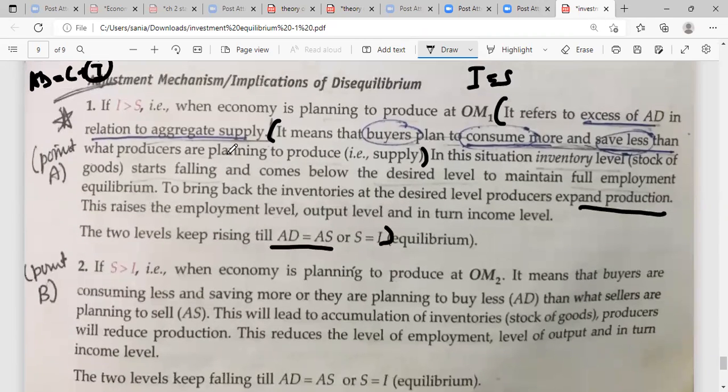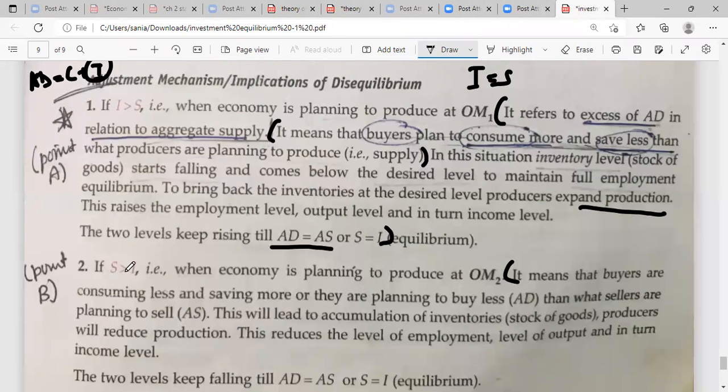Yes. Same, right? Because whether it is AD or AS, why I'm asking you to write it down again? Because there will be a revision for you, right? And next, coming to when your S is greater than I, this means that buyers are consuming less and saving more. The statement is different, right? The starting statement is different, others are same.